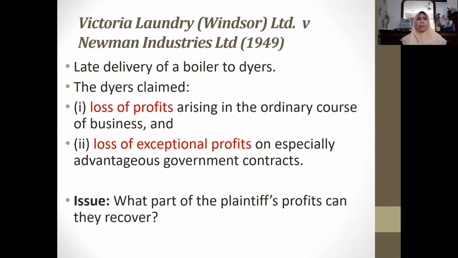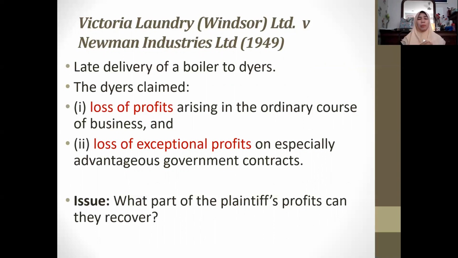So the Dyers claim two things here. First, because of the late delivery, loss of profit arising in the ordinary course of business, because they are in the laundry business, so they need the boiler. And the second claim is loss of exceptional profit on especially advantageous government contracts. So they were anticipating a very lucrative contract, but because of the late delivery, they could not secure the contract. So now they're claiming whatever their losses against the one who is responsible for the late delivery of their boiler. So now the issue is, can we allow both of the claims?